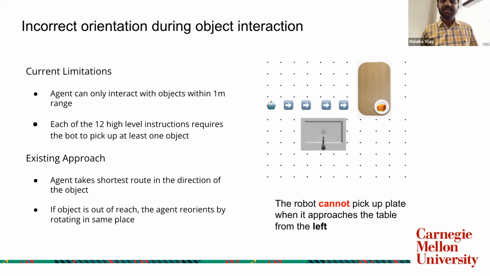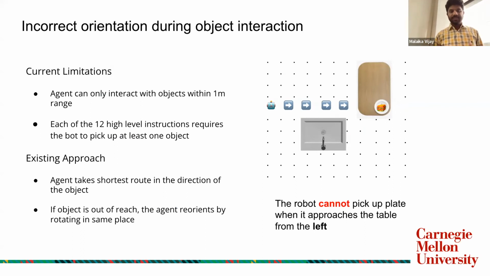The next major challenge that we have observed is that the ability of the agent to interact with an object is hindered when the agent has an incorrect orientation while trying to interact. So the current constraint in the setting is that an agent can interact with an object only if the object is within a 1 meter distance from the agent.